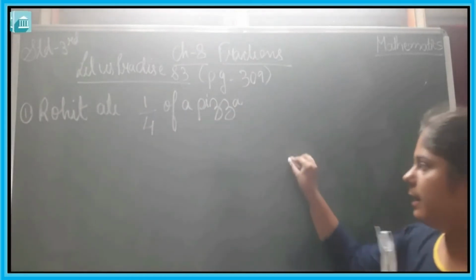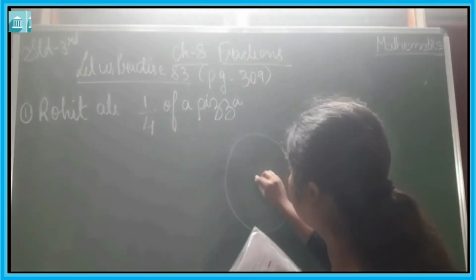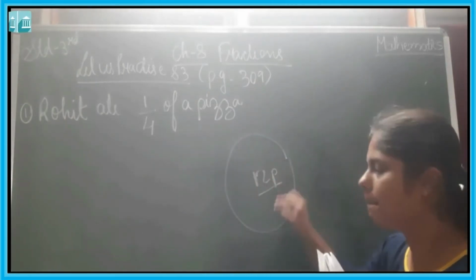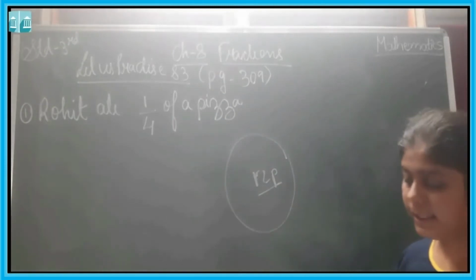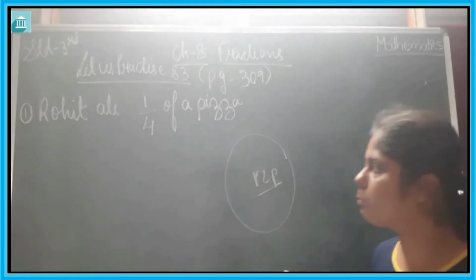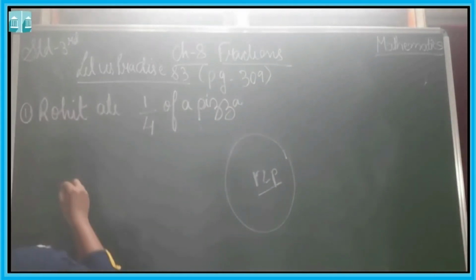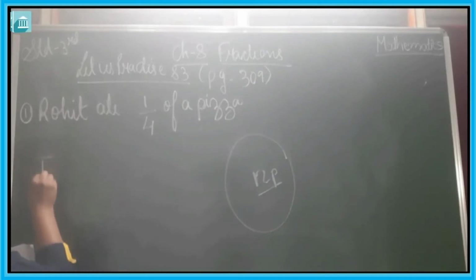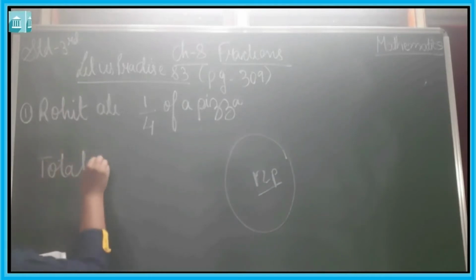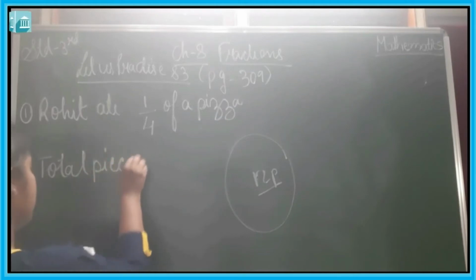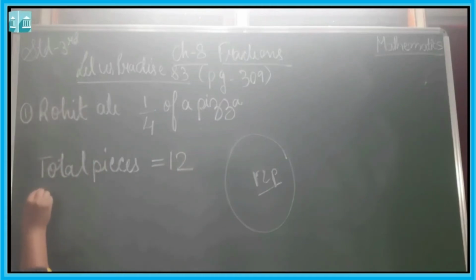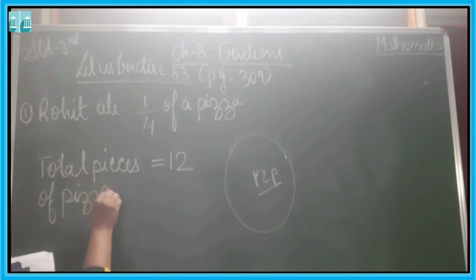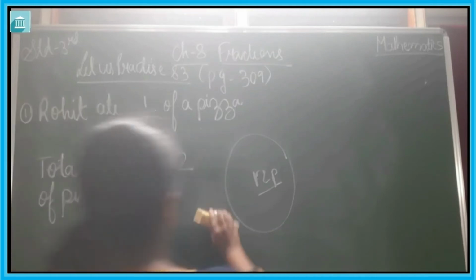एक पिज्जा जब आया था इसमें कितने पीसेस थे टोटल? 12 पीस था पिज्जा का. Okay. Now, how many pieces of pizza did he eat? उसने टोटल कितने पीस ऑफ पिज्जा खाया? 1/4 means 1/4 of a pizza. तो टोटल पीस कितने थे पिज्जा में? 12 pieces was there. Total pieces of pizza you can write, that is 12.